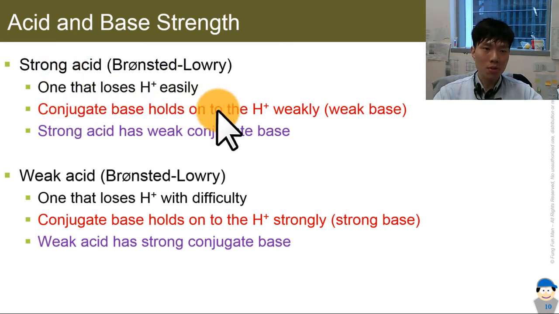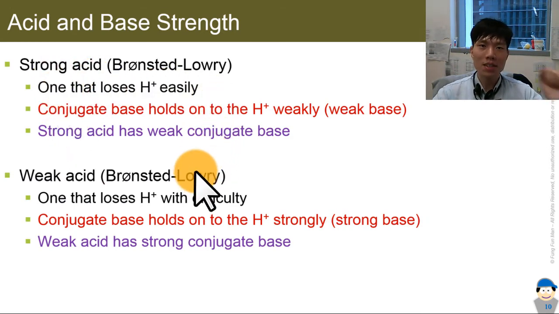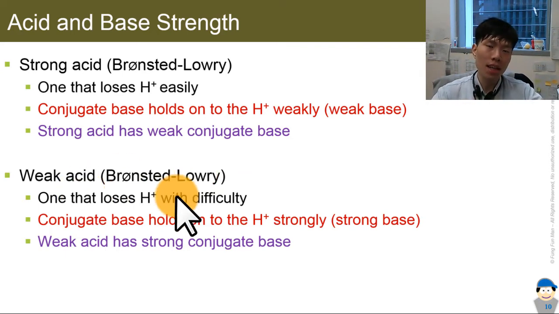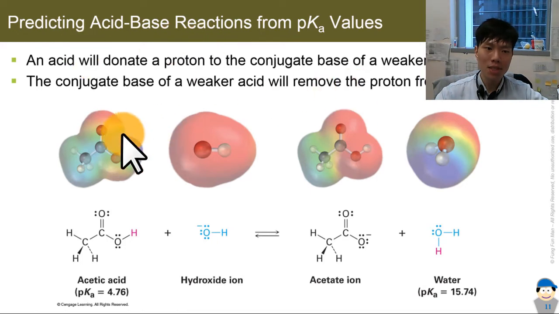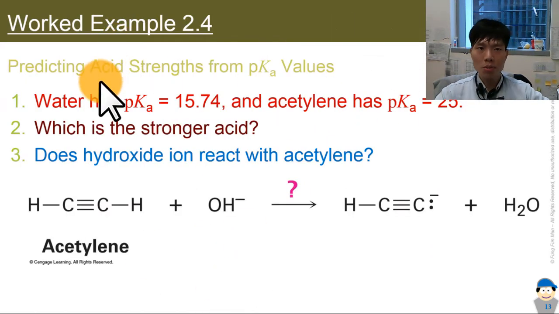Okay, we went through this one more time. Strong acid gives off H plus very easily. Conjugate base is stable, it doesn't want to pick it up and go back to its undissociated form. And weak acid, likewise, wants to hold back its H plus, doesn't want to give up the H plus, and the conjugate base is super reactive, grabs the H plus and goes back. So strong acid will have a weak conjugate base, and weak acid will have a strong conjugate base. That's how it goes. Now let's do some exercise.